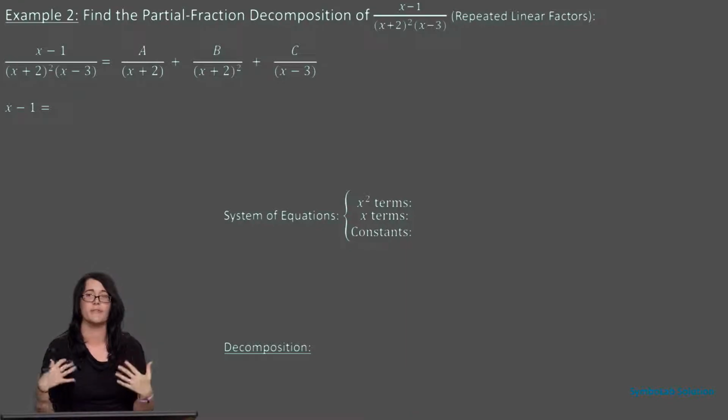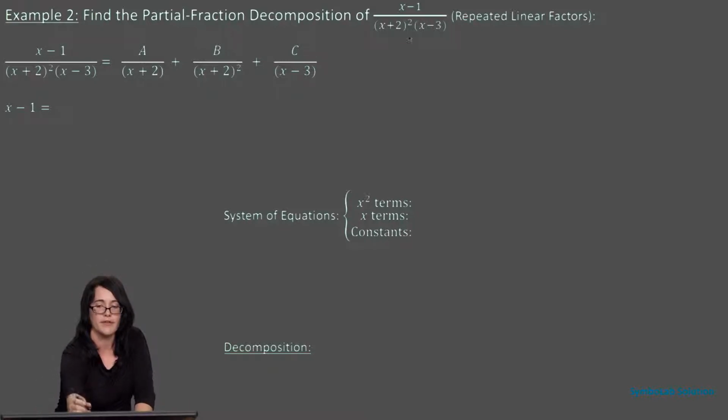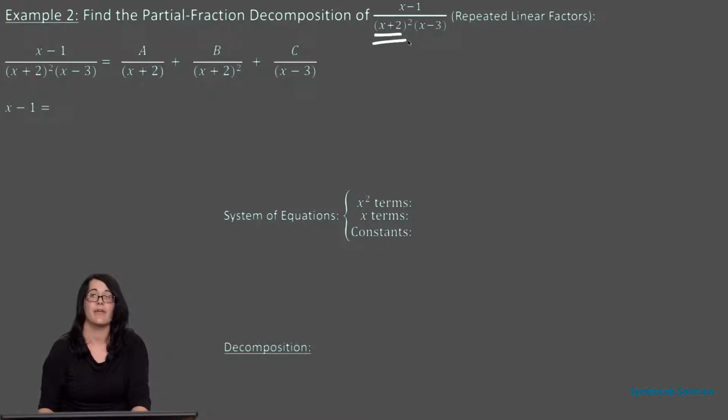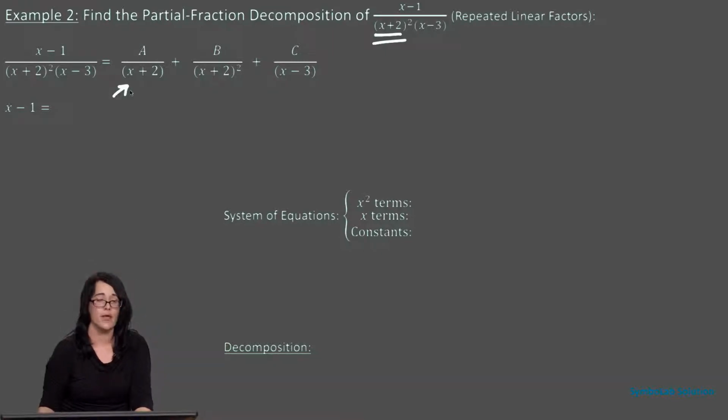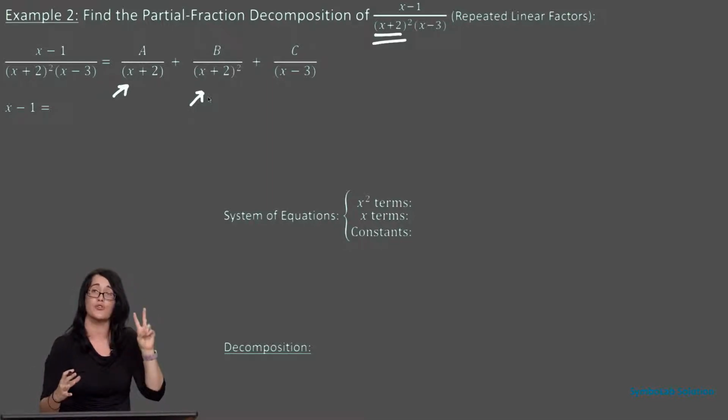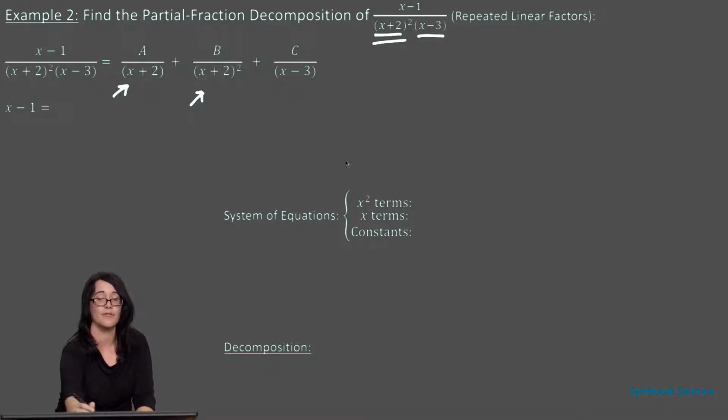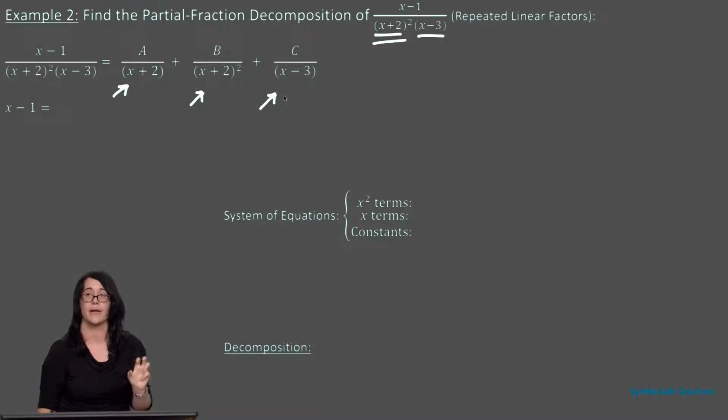Okay, so what was that first step that we did? That's right, we would set it up. So we would say, well, what kind of factors do I have? I have a linear factor of x plus 2 getting squared, which would mean I need to work my way up to it. So my first partial fraction would be the constant a over x plus 2. The second partial fraction would be the constant b over (x plus 2) squared. So I've worked my way up to it. And then I have just the normal distinct linear factor, x minus 3. So my last partial fraction would be c over x minus 3.